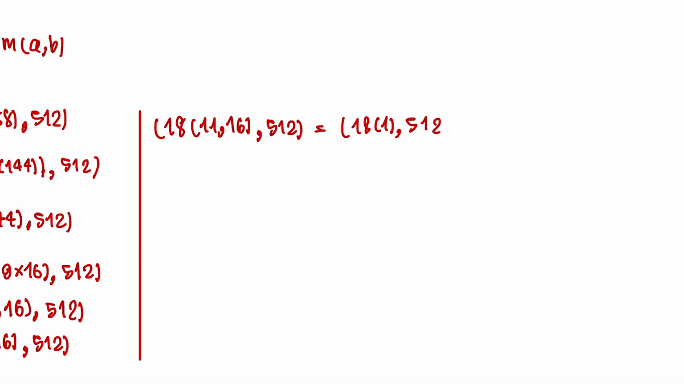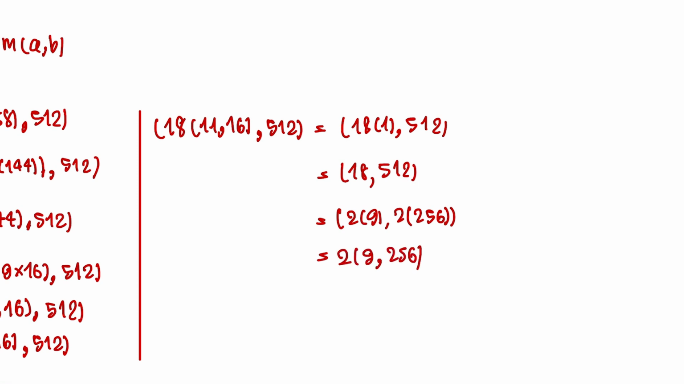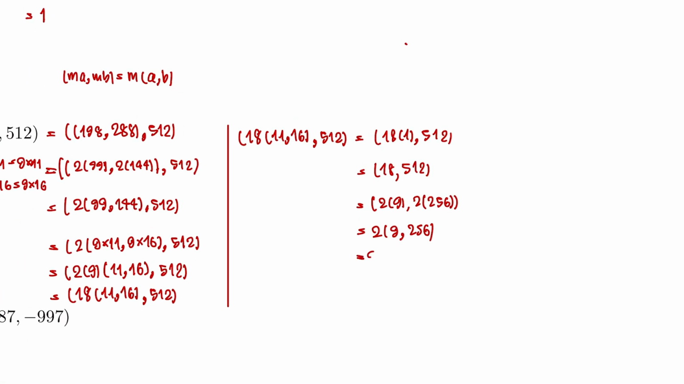So now we have 18 and 512. What do we have next? We could have 2 times 9 and 2 times 256. Then we have 2 times the greatest common divisor of 9 and 256, and the greatest common divisor of 9 and 256 turns out to be just 1. So the answer is 2 times 1, which is 2.